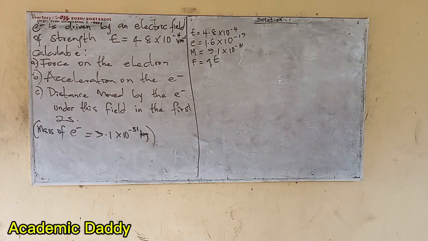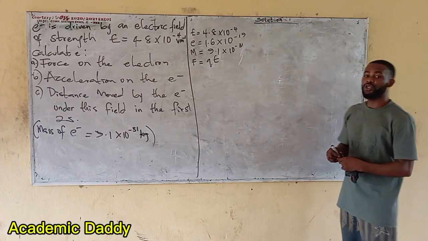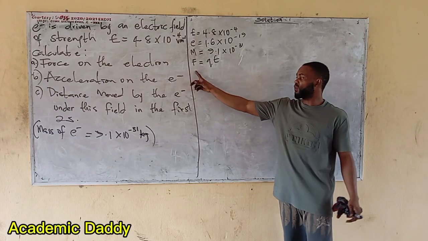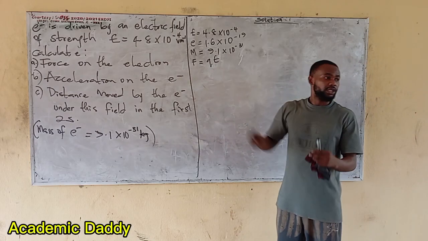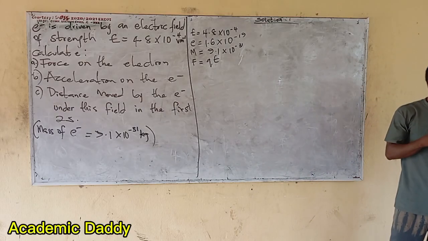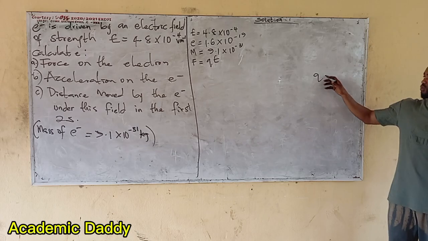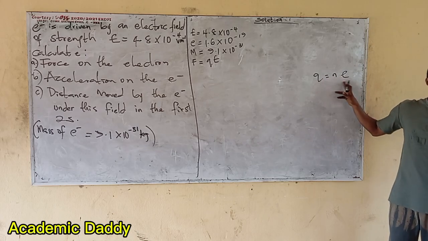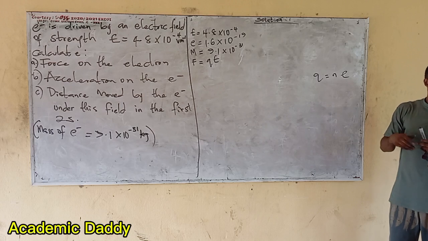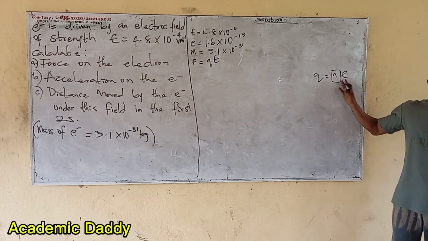So in this case, what I'm going to be using is this principle: force equals charge times E. Do you remember in our last class, I gave you a formula for quantization, where I said Q equals to what? That is the number of electrons, and this number of electrons can be integers. So especially when they ask you to find the number of electrons, you always remember this.